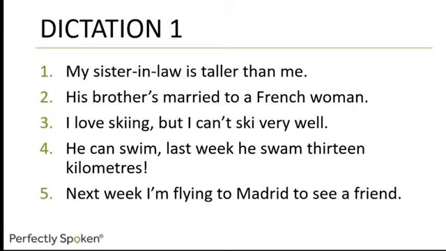And number 3, I love skiing, but I can't ski very well. So here you've got love plus ing. And number 4, he can swim. Last week he swam 13 kilometres. Notice the difference between 13 and 30. Here it's 13 kilometres. Number 5, next week I'm flying to Madrid to see a friend.